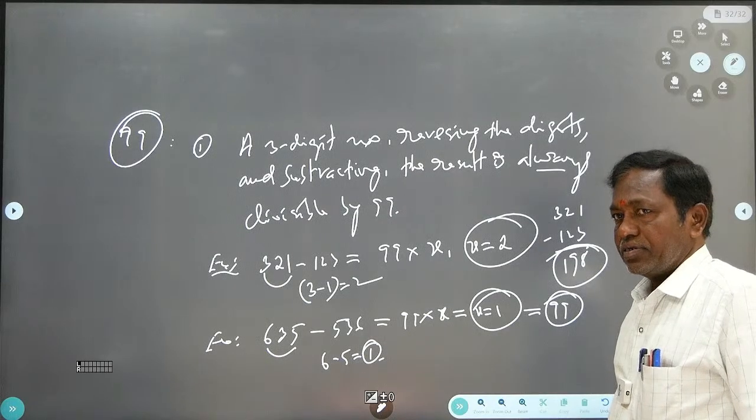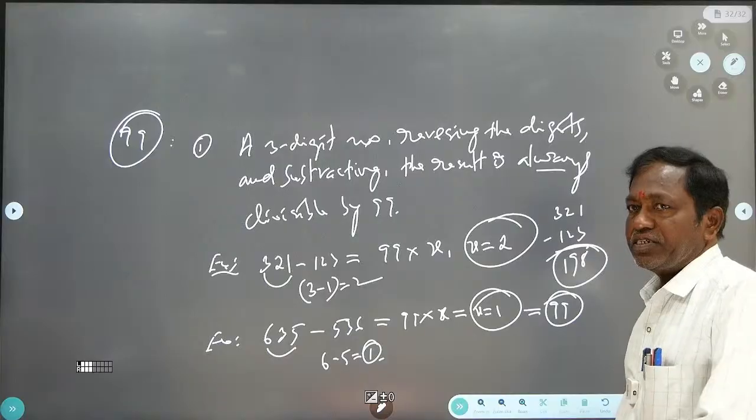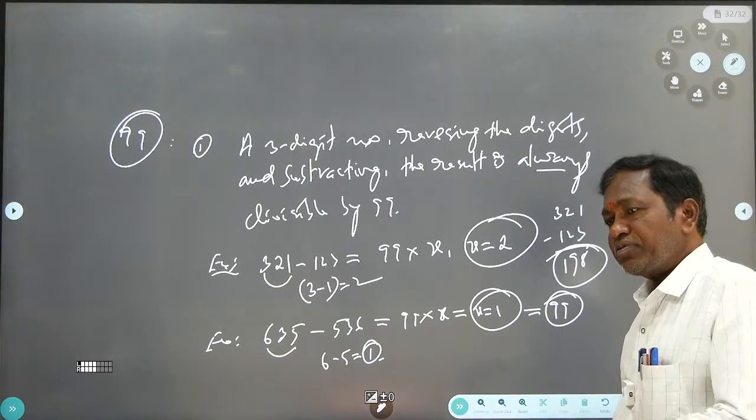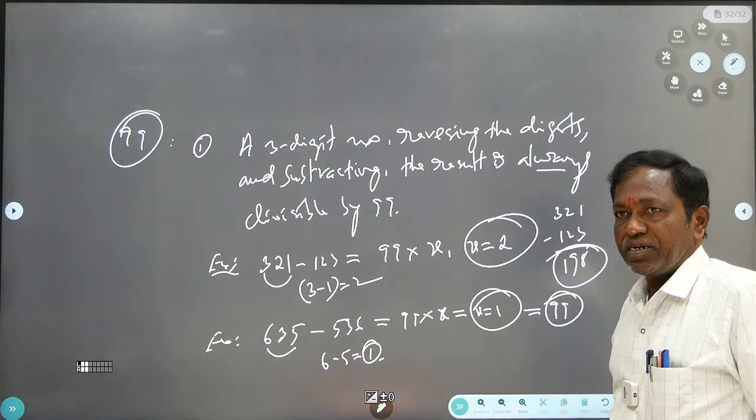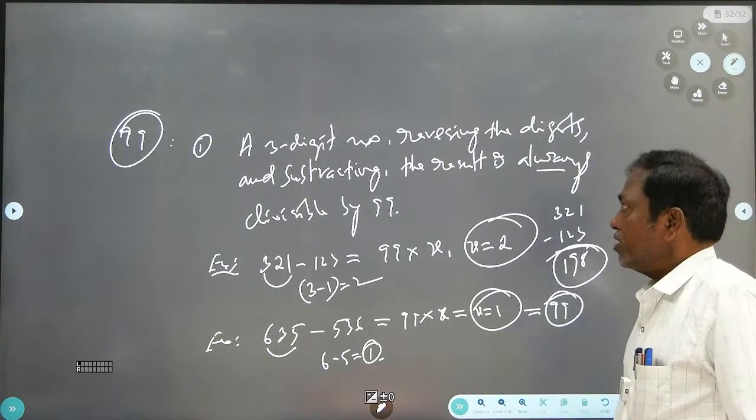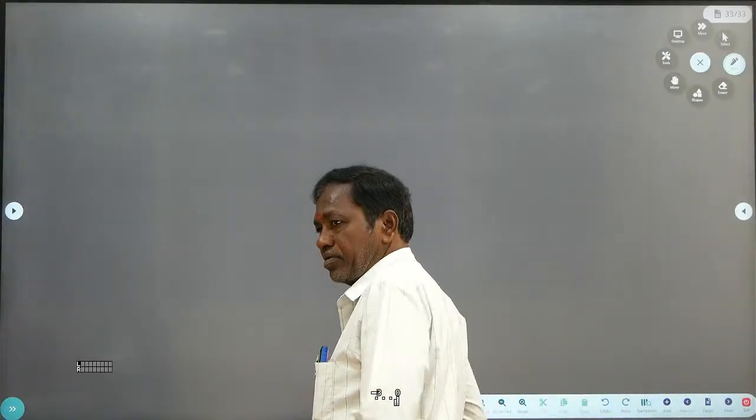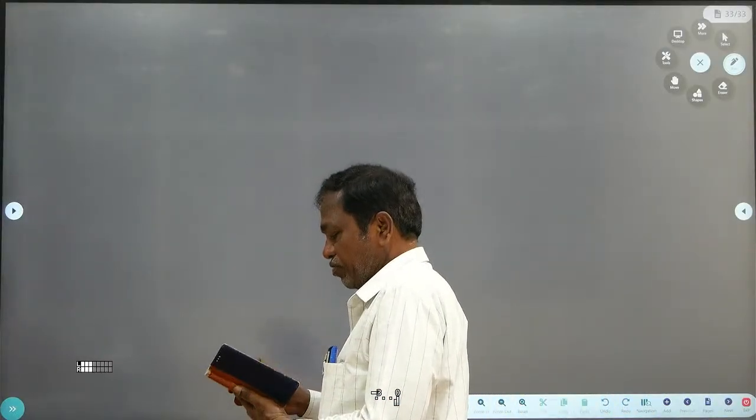For any 2-digit or 3-digit number you can do this, but this concept is not for 4 and 5-digit numbers, only for 2 and 3. Yes, next. Right, we will continue tomorrow then.